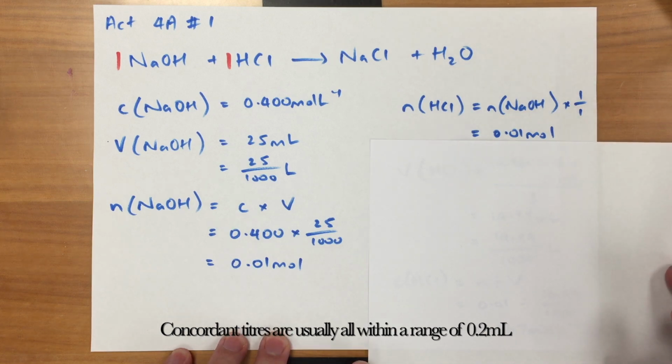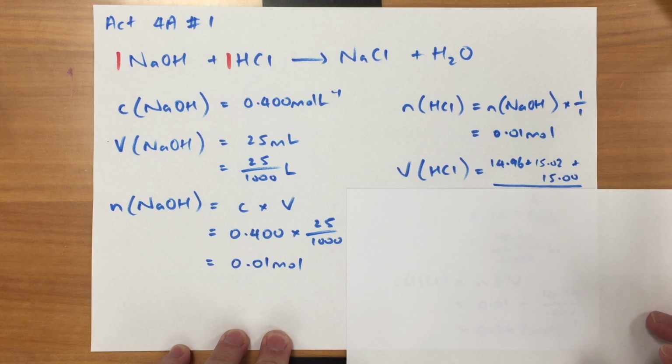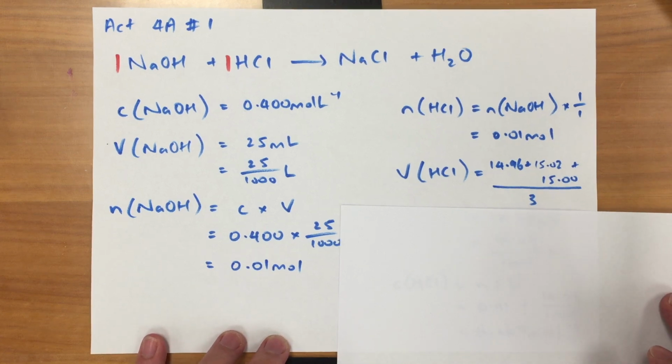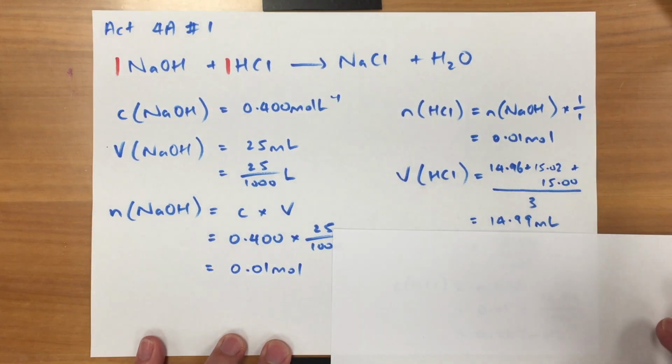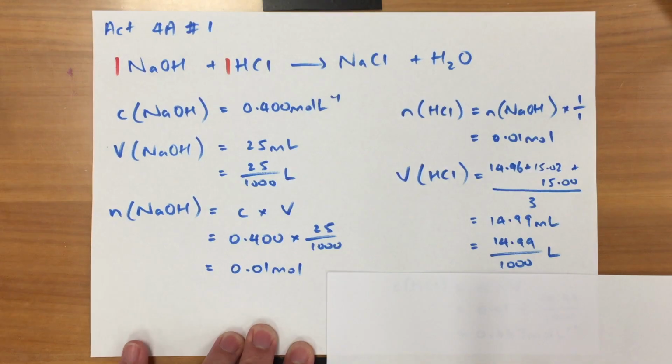So I need to work out the average titer value, or the average volume. So 14.96 plus 15.02 plus 15.00 divided by 3 will give me my average volume of hydrochloric acid used. That comes out at 14.99 mL. Again, I need to convert to litres, so it becomes 14.99 over 1,000 litres.